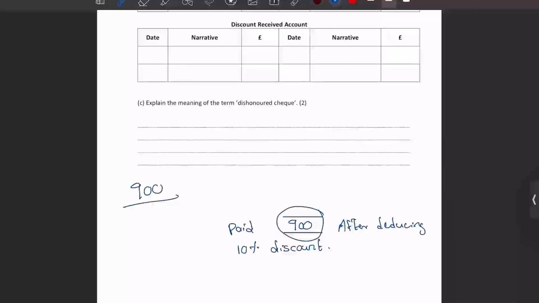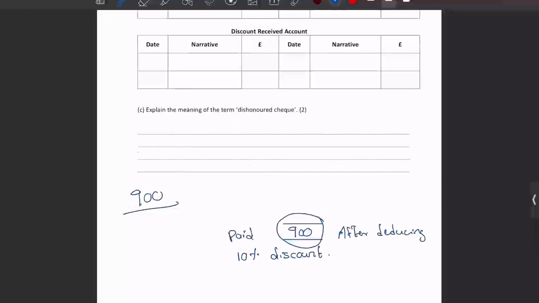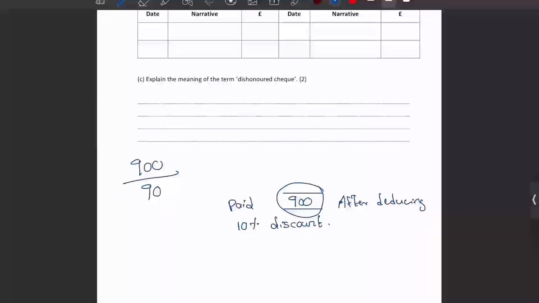So what you paid is equal to what percentage? Not 100. After a 10% discount, what you paid is equal to what percentage? 90%. Is that clear? You got a 10% discount, so what you paid is equal to 90. So the 900 that you paid is equal to 90%.